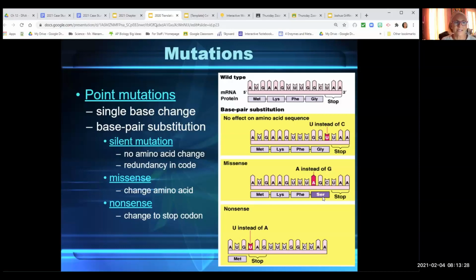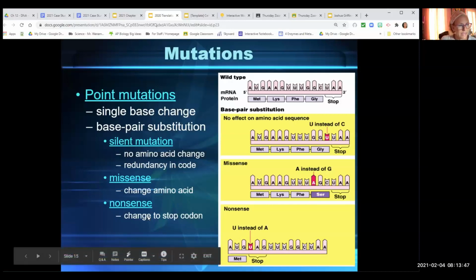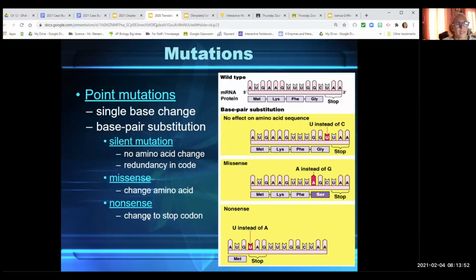If its shape changes, it's no longer going to fit its substrate, and it won't be able to do its job, if that's an enzyme, for example. If it's some other protein and it's supposed to be a fibrous protein, it becomes a globular protein, obviously it can't work. Nonsense, well, that just doesn't make any sense. It's like stopping the sentence short, so the sentence didn't make sense. So the point that you change coded for a stop codon. So instead of having 324 amino acids in your chain, you have like 100. And so you don't have enough amino acids to make the proper protein to perform the proper function.